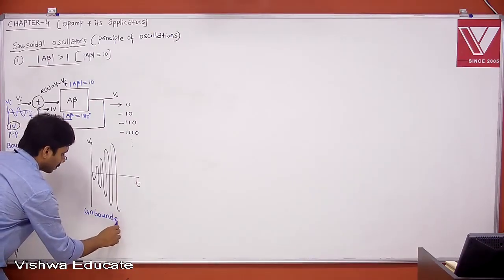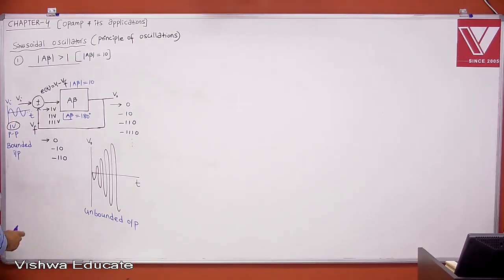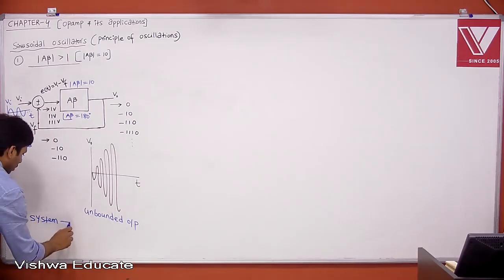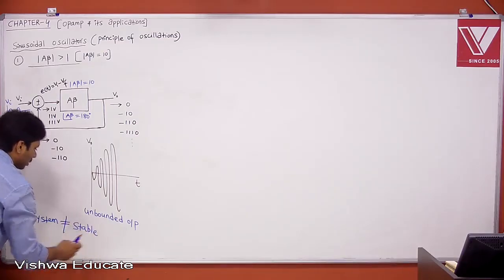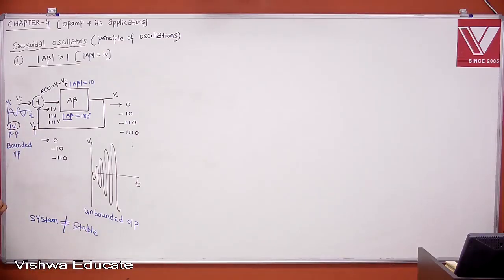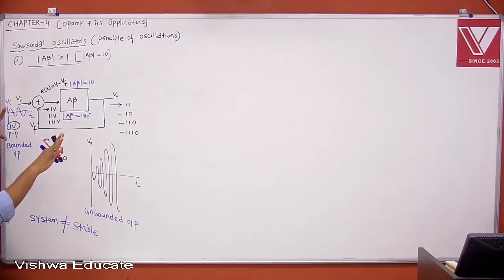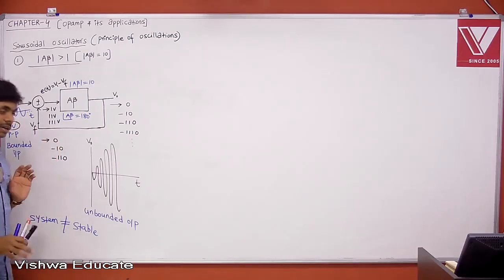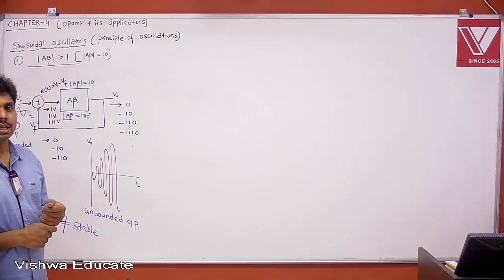Unbounded output. Is the system stable? No. Therefore, the system is not stable. What do you mean by this? When I give bounded input, we are getting unbounded output. Therefore, whatever it may be, your system is unstable.